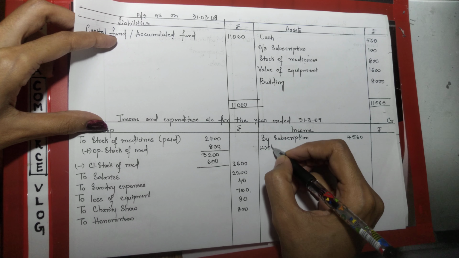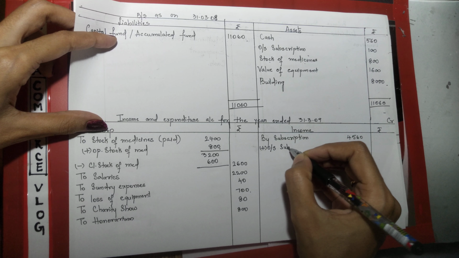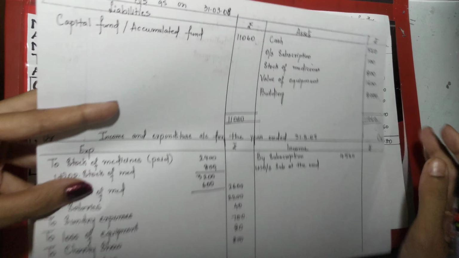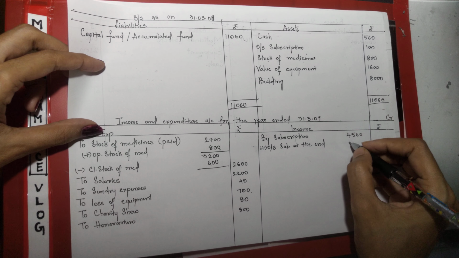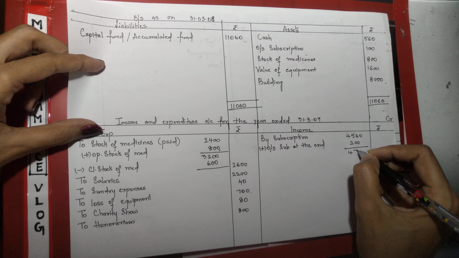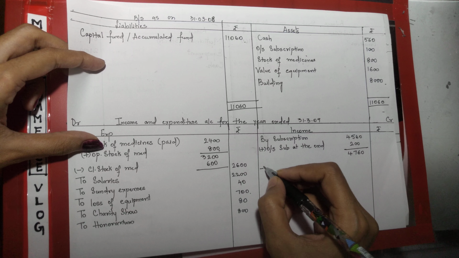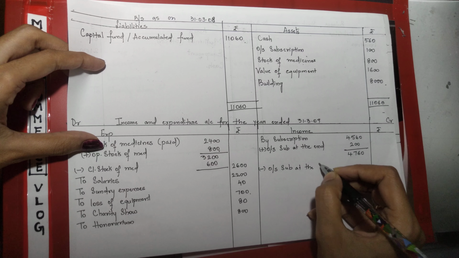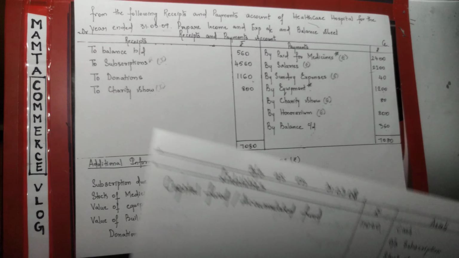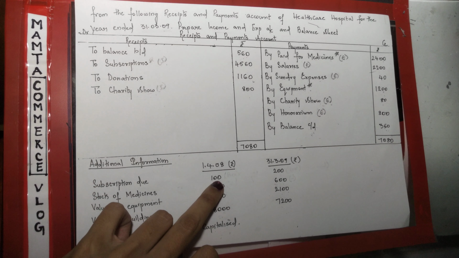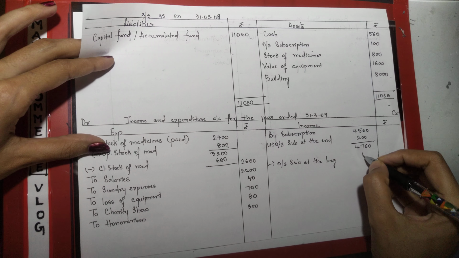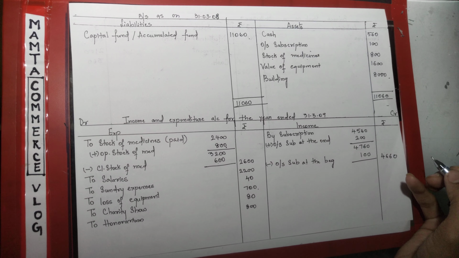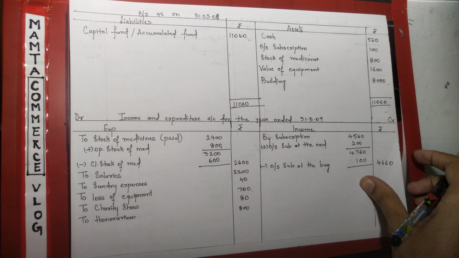So as per the discussion, add outstanding subscription at the end. At the end the outstanding subscription is 200 and the total is 4760. Then deduct outstanding subscription at the beginning. The value for subscription at the beginning is 100. This is to be deducted. So we will get 4660 as the amount of subscription.